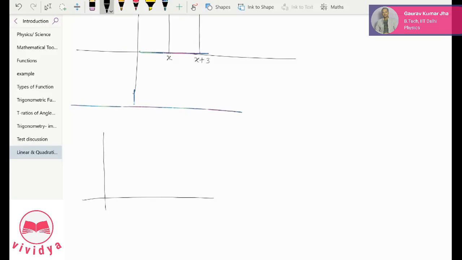But anyway, let's see. How about this line? Can you draw this line? Y equal to minus X plus 3. Try to draw this line over here. Please draw this line in your notebook, and after a few seconds I'll draw.